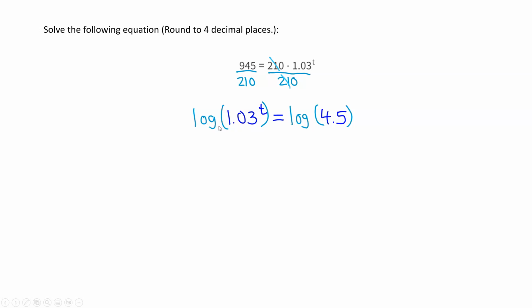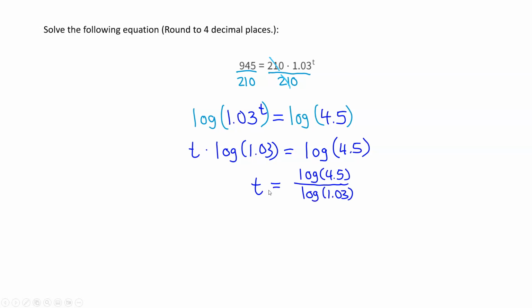This here, I can move this t now in front and make it a multiplication. And likewise, this log of 1.03 is just a number. I have this number times t equaling this number. And so to isolate t, I'm going to divide both sides by the log of 1.03. And so t is going to equal the log of 4.5 divided by the log of 1.03. And if you carry this out, you get approximately 50.8842 when you round to 4 decimal places.